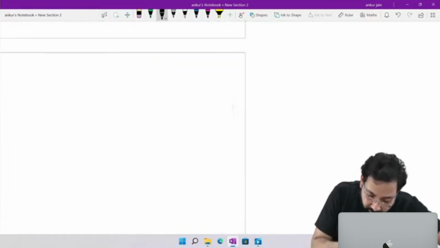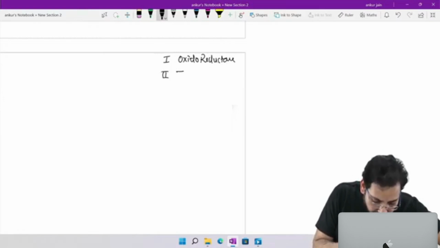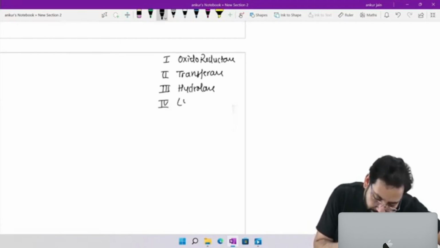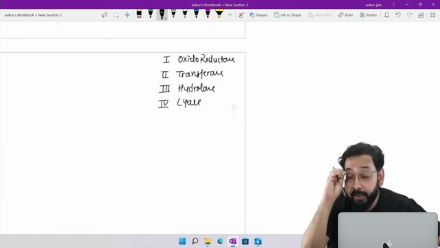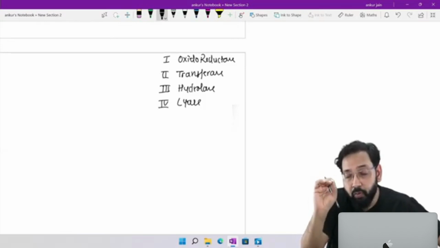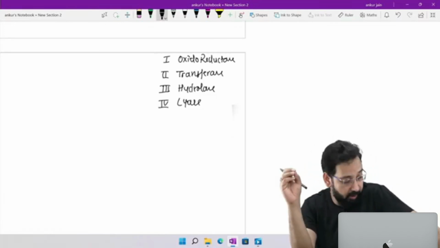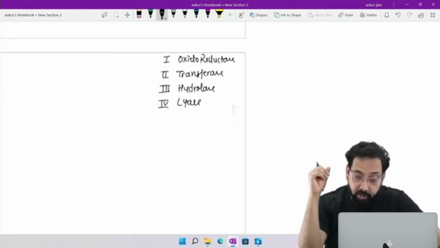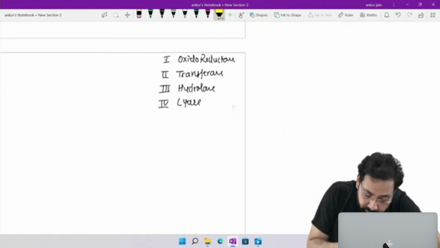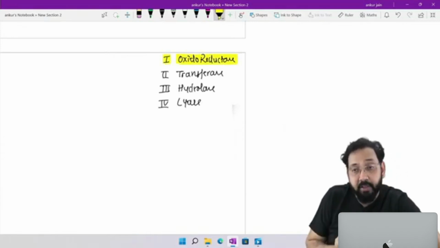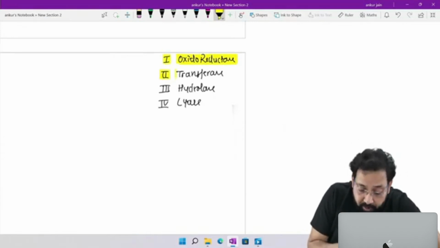Class number 1 is oxidoreductase. Class number 2 is transferase. Class number 3 is hydrolase. Class number 4 is lyase. You can easily remember: in any reaction, if oxidation or reduction is occurring, that enzyme belongs to oxidoreductase. Any enzyme that catalyzes a reaction in which oxidation and reduction are going on is called oxidoreductase. Class 1 is oxidoreductase.